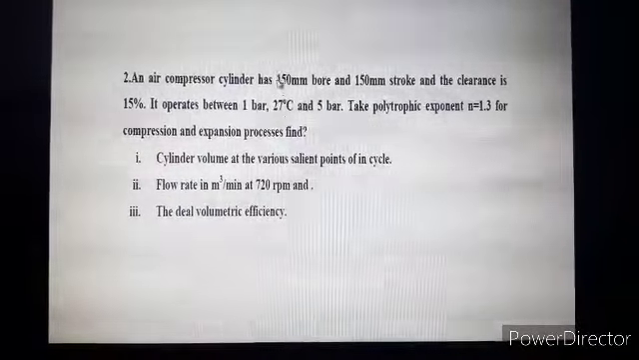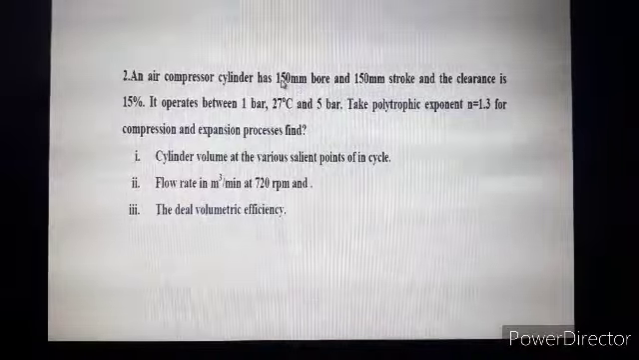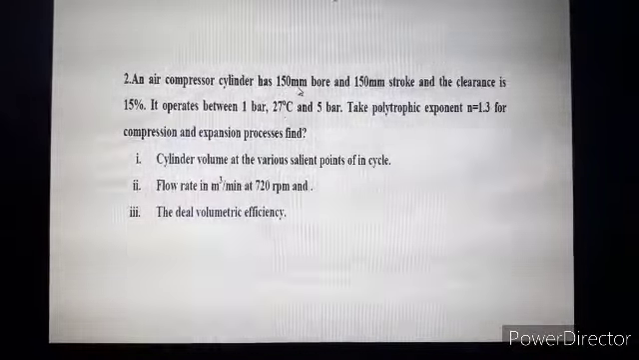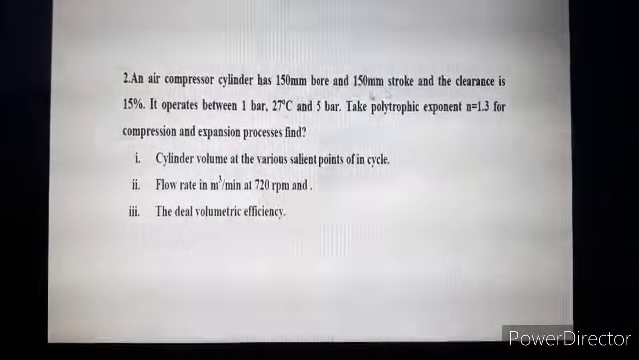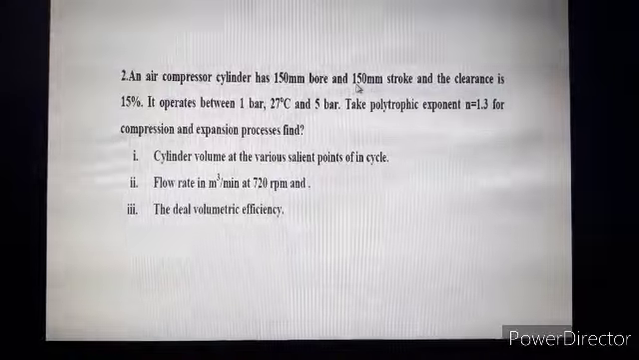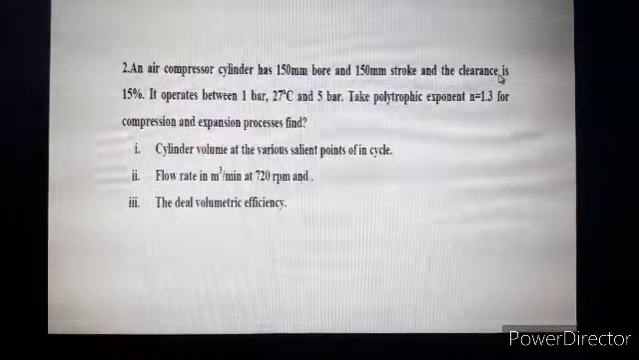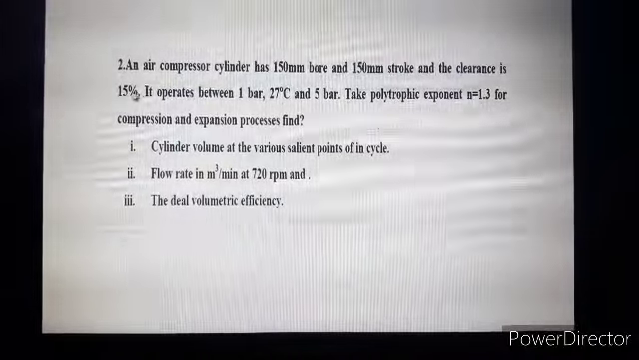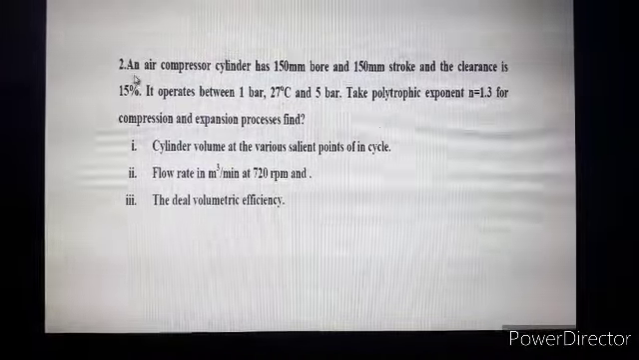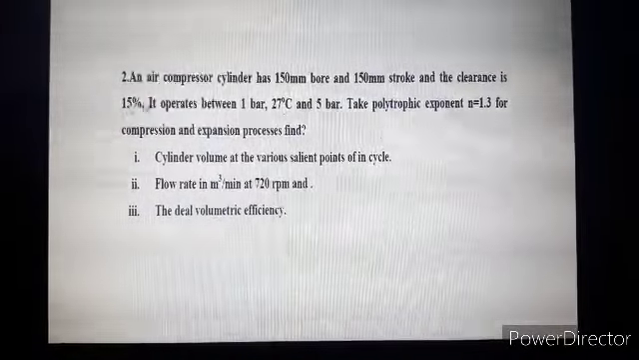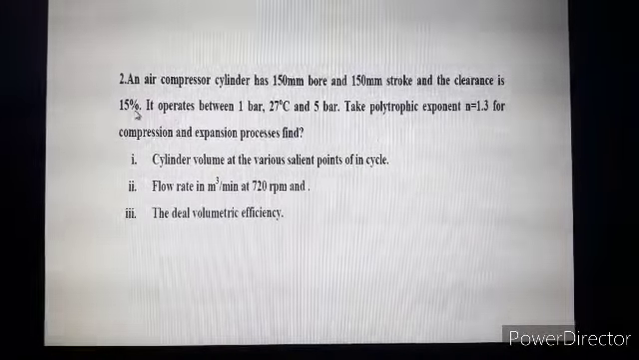Now what is the data? This is the diameter D, cylinder diameter D. It is 150 millimeter. Again convert millimeter to meter, so it is 0.15 meter. This is the stroke, that is capital L, 150 millimeter, so it is 0.15 meter. Then the clearance factor, it is capital C, 15%, or capital K. So what is this clearance factor? It is the ratio of clearance volume to the swept volume. So this ratio is 15%. Means it is the value of capital K or capital C.